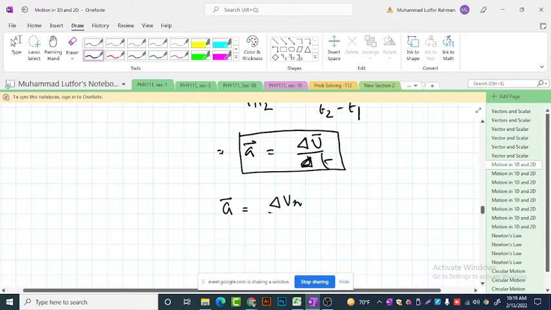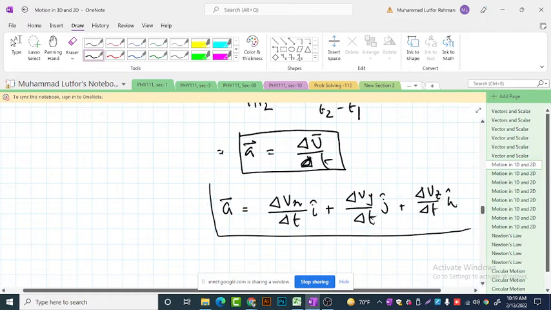So that means change of velocity along the x direction over del t, i hat, plus del vy divided by del t, j hat. If it is 3-dimensional, I will add del vz divided by del t, k hat. So that would be your equation of average acceleration. And remember, average acceleration is sign sensitive.